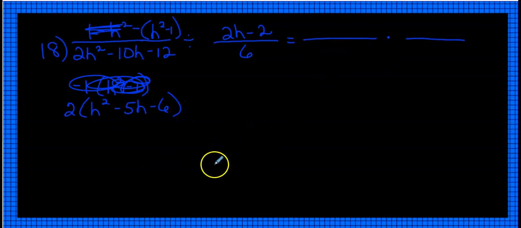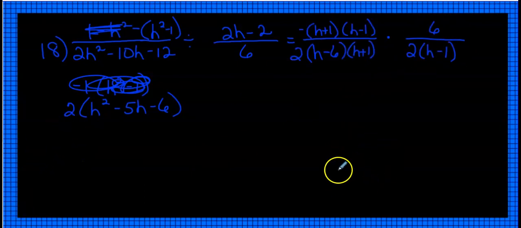So I want you to pause your video and try to at least factor all this stuff and get it rewritten as a multiplication problem, and then come back and see if you got that. Okay, so this is how everything factored out. Don't lose your negative over here where you took that -1 out, so you still got that negative there. This is h plus 1, h minus 1, difference of two squares. I pulled out the 2 down here, and then I factored this to h minus 6, h plus 1. Flip this second fraction, the 6 goes here, and I took out a 2 here and got h minus 1.